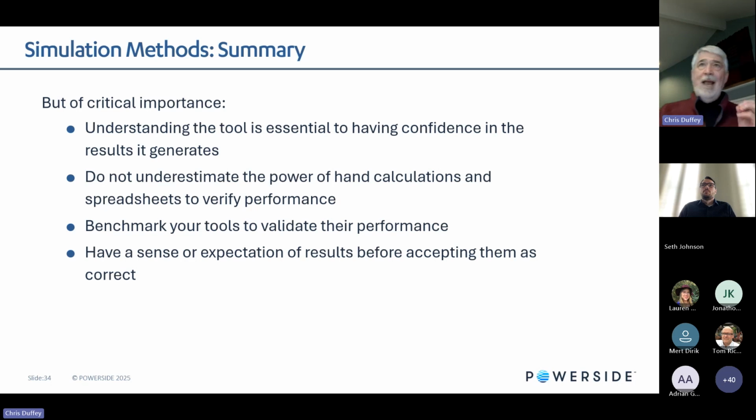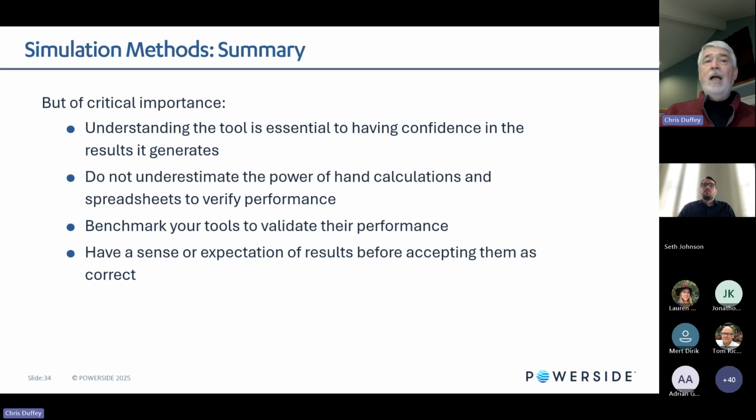Don't underestimate hand calculations and spreadsheets to verify your performance. I do this all the time. If I see a number that doesn't look right, I can do a quick 1/x calculation to see the per unit short starting current or whatever, to basically tell me, is this in the ballpark?